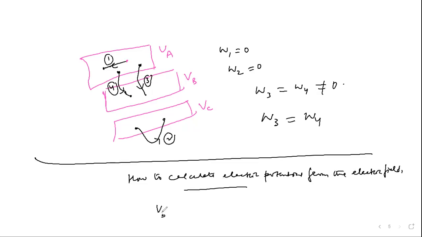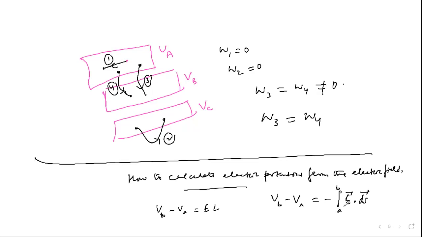We showed VB minus VA is EL if the electric field is uniform and we select 2 points A and B L distance apart in the field along the field, right? We also showed for non-uniform field VB minus VA is minus integral A to B E dot ds, and we said the potential is the line integral of electric field.